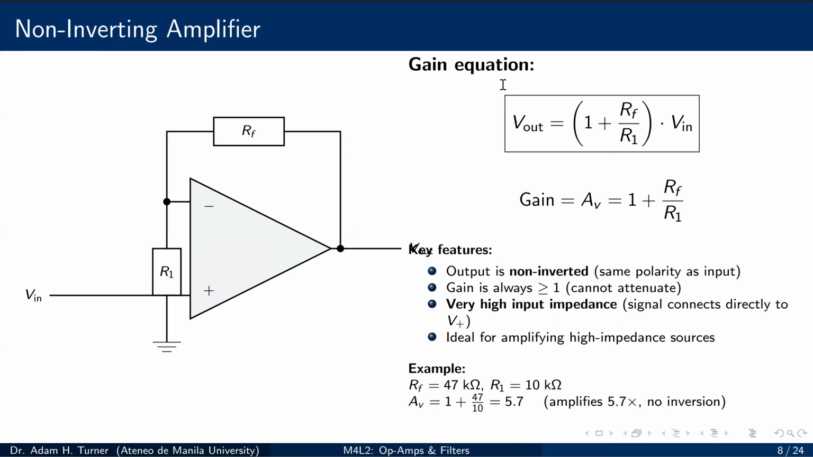This configuration cannot attenuate, and the biggest advantage here is the input impedance. Because the signal goes directly to the op-amp's non-inverting input, the circuit presents an extremely high impedance to the source, and this means it doesn't load the signal, which is ideal for amplifying signals from high impedance sources. In the example, RF equals 47 kiloohms and R1 equals 10 kiloohms, giving a gain of 5.7. A 0.5 volt input becomes 2.85 volts.